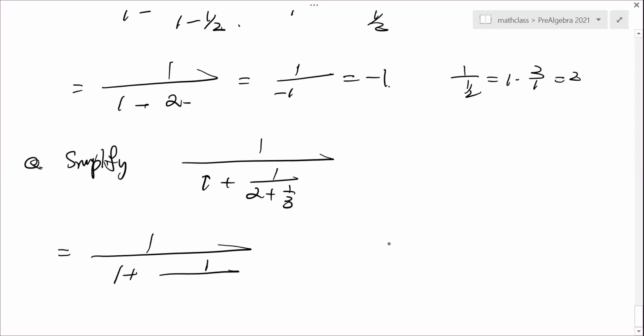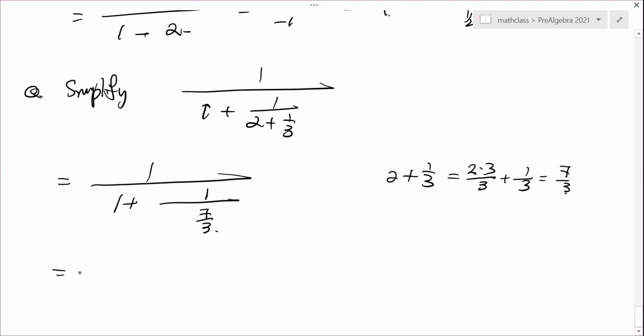Okay, first of all, 2 plus 1/3: 2 is 2 over 1, right? So it's 2 times 3 over 3, which is 2 times 3 is 6, plus 1 is 7 over 3, right? So 7 over 3. Okay, and then 1 over 7 over 3 is going to be 3 over 7, turned upside down, right?